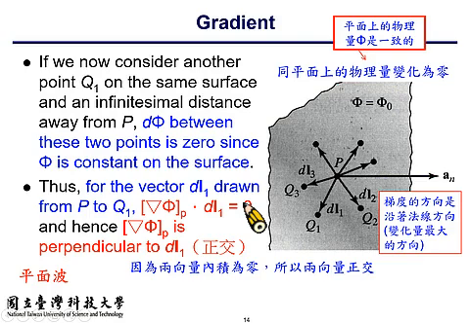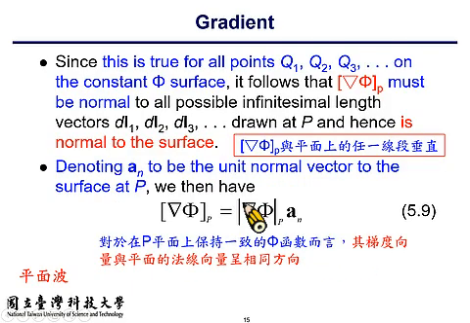So the dot product of the gradient of phi at point P and a small differential length starting from point P equals 0. This is true for dl1 and it's also true for dl2, dl3. So what is the consequence of this result? The gradient of phi at point P is perpendicular to any vectors located on the surface.